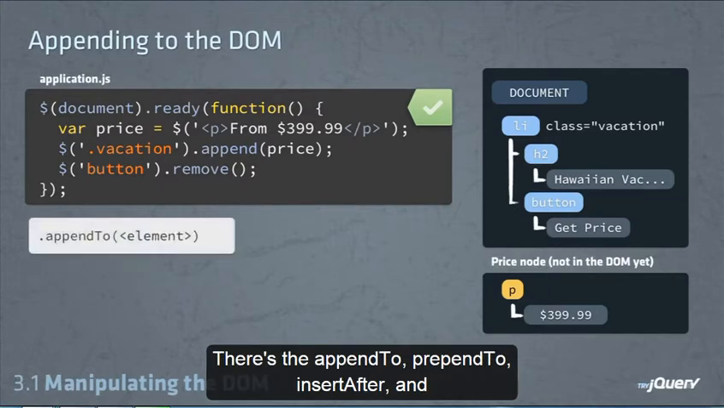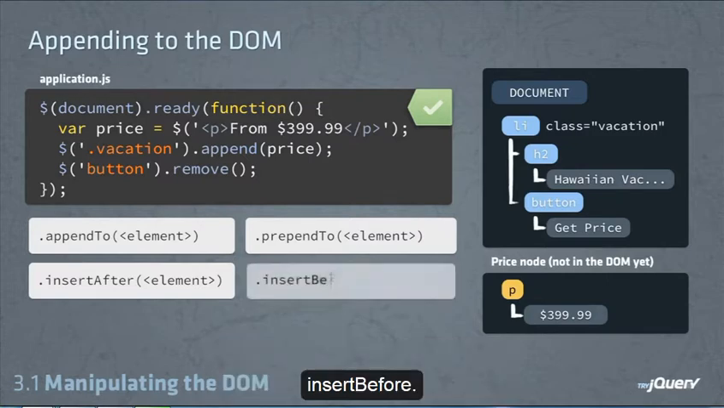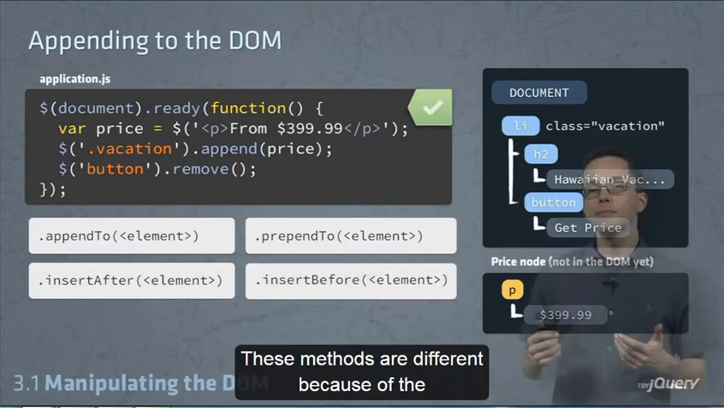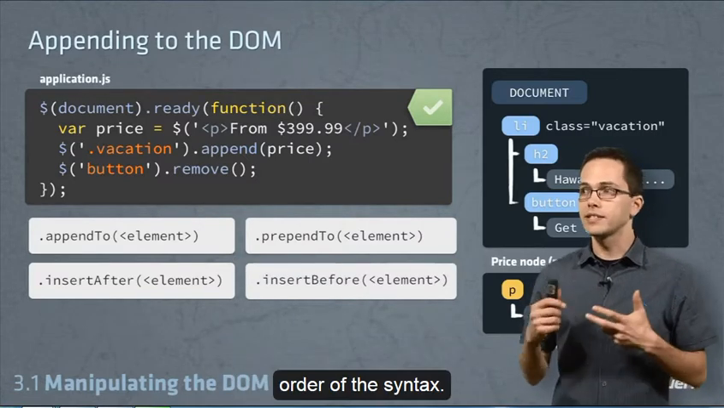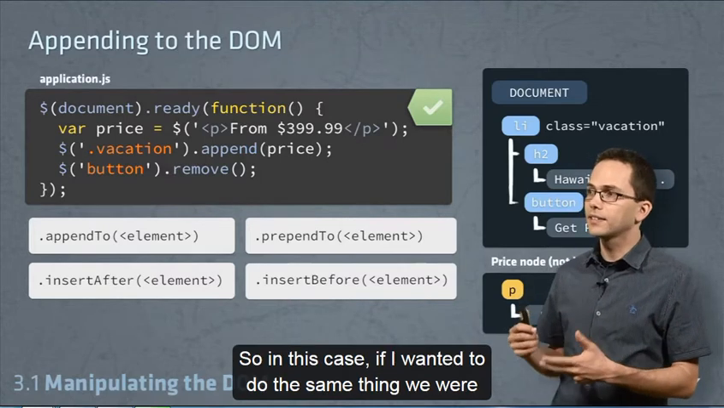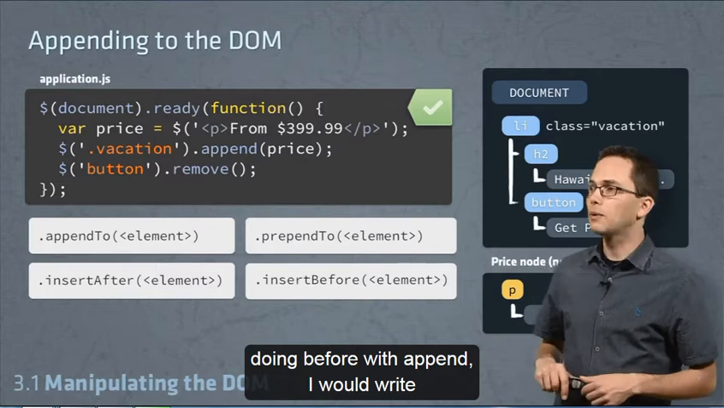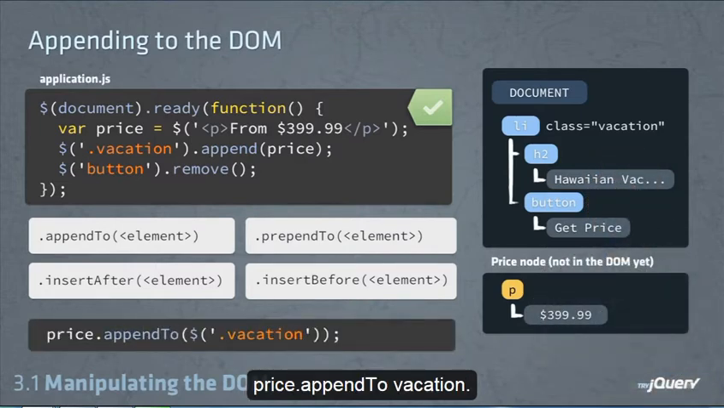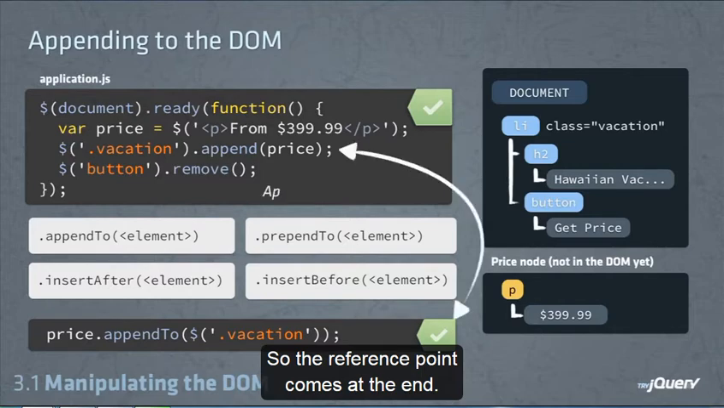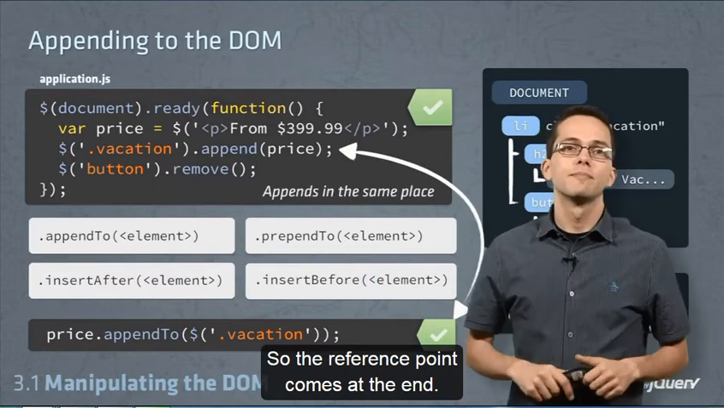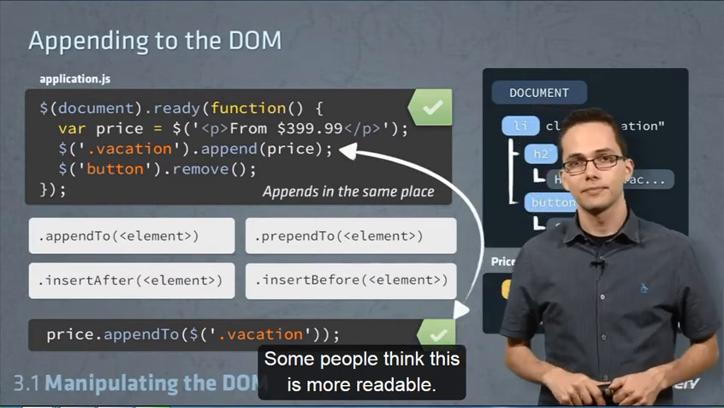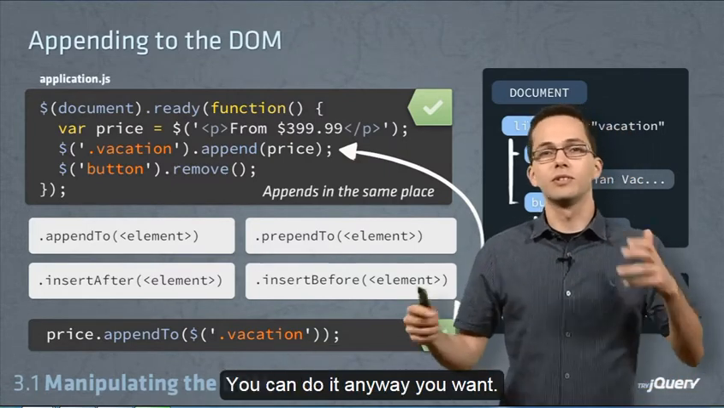There's appendTo, prependTo, insertAfter, and insertBefore. These methods are different because of the order of the syntax. So in this case, if I wanted to do the same thing we were doing before with append, I would write price.appendTo(vacation). So the reference point comes at the end. Some people think this is more readable. I'll leave it up to you. You can do it any way you want.